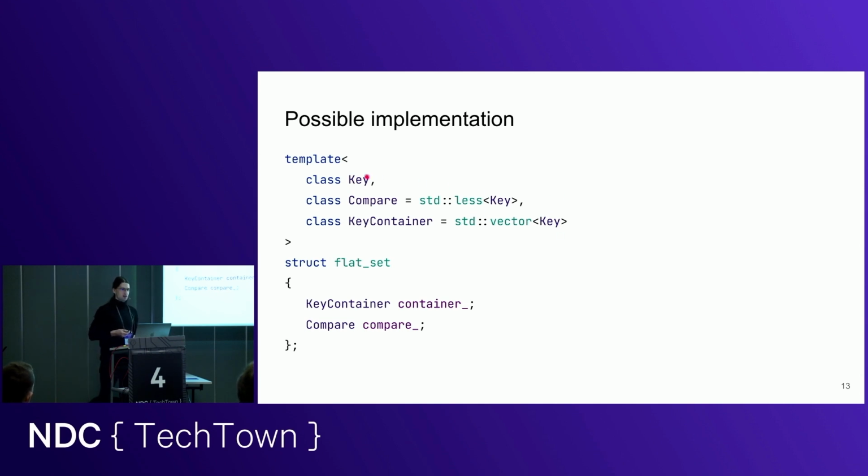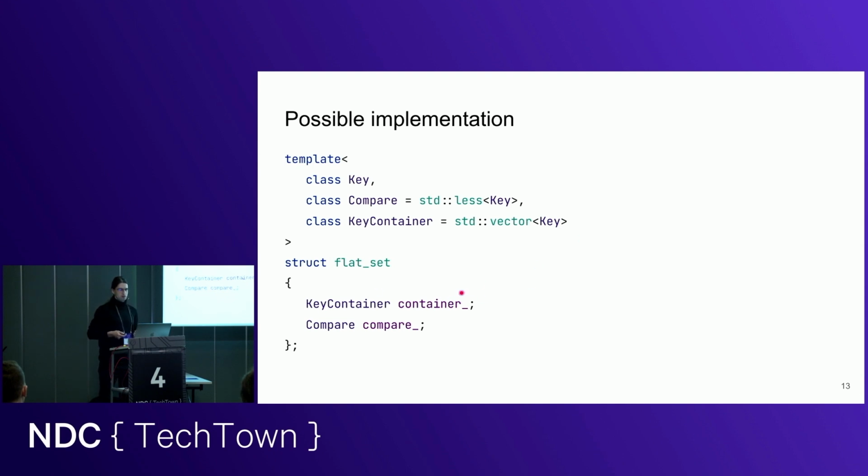What we have here now is key. We have a comparator, and we have containers for storing keys. And from this, we can tell that this is not a container, but a container adapter. And in this particular part, it's placed in the standard, so it's a container adapter.